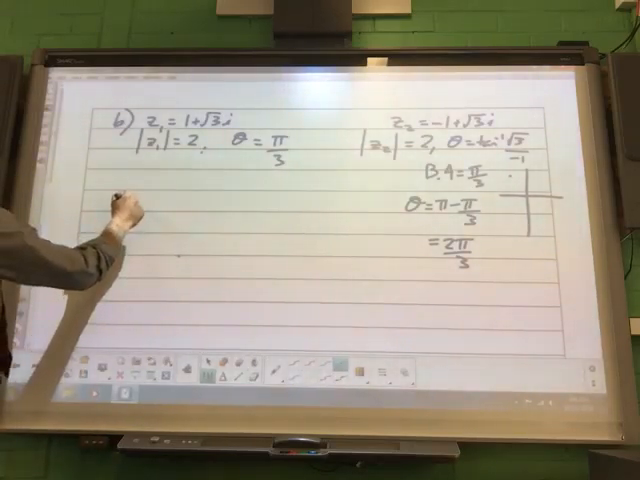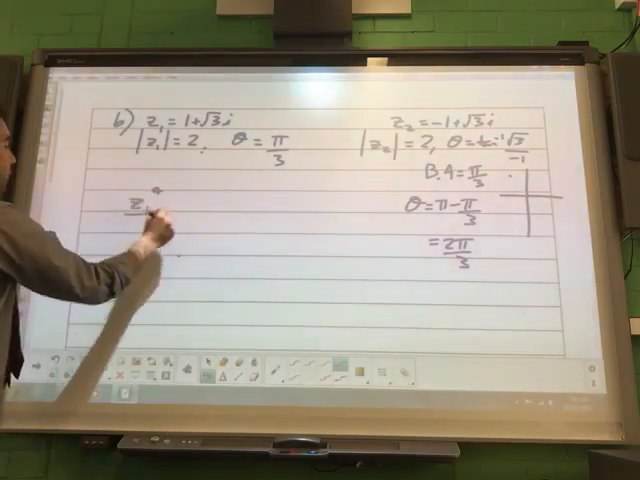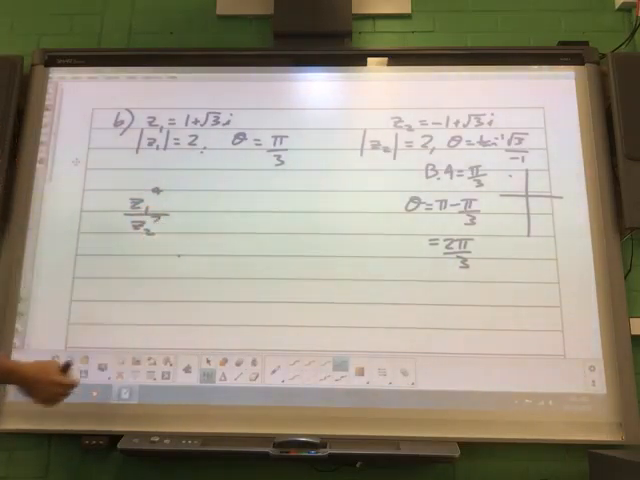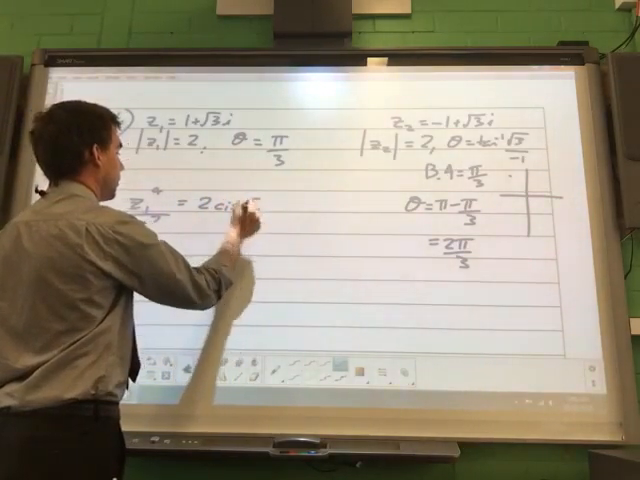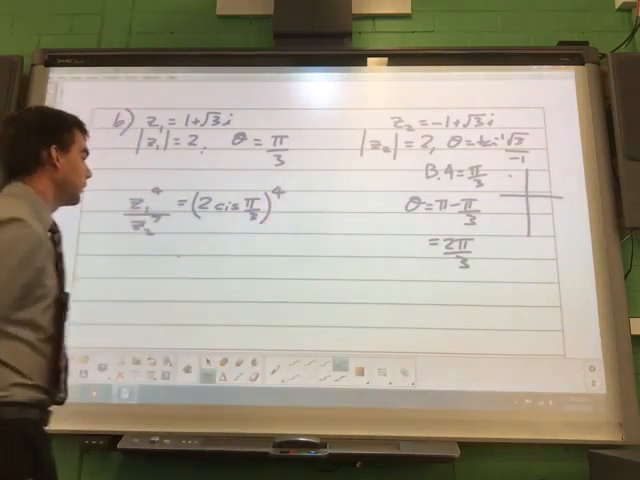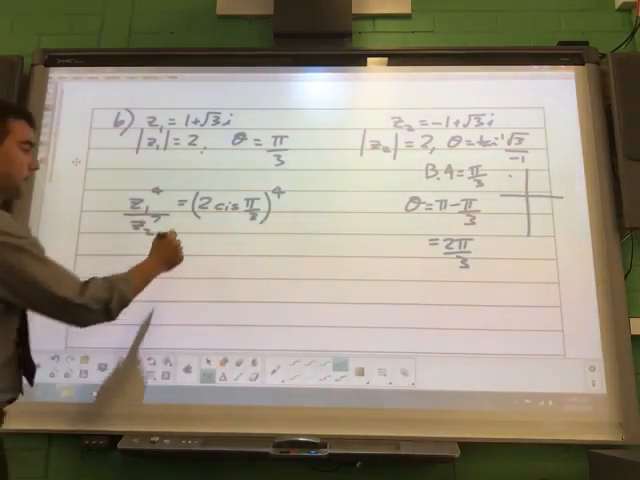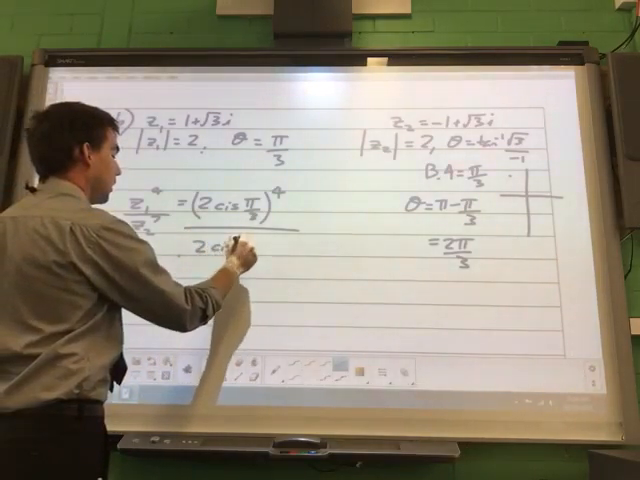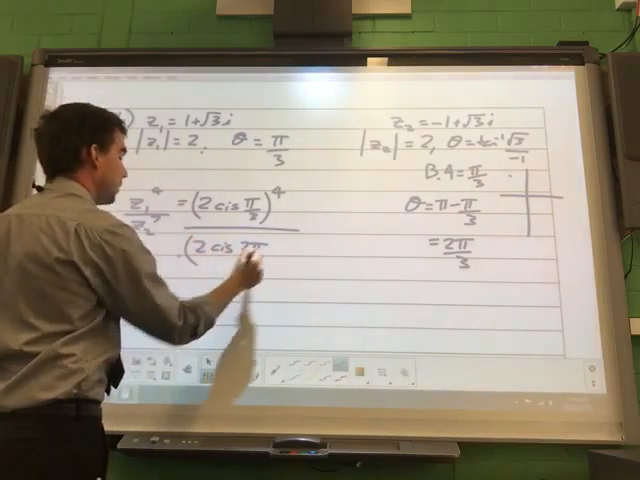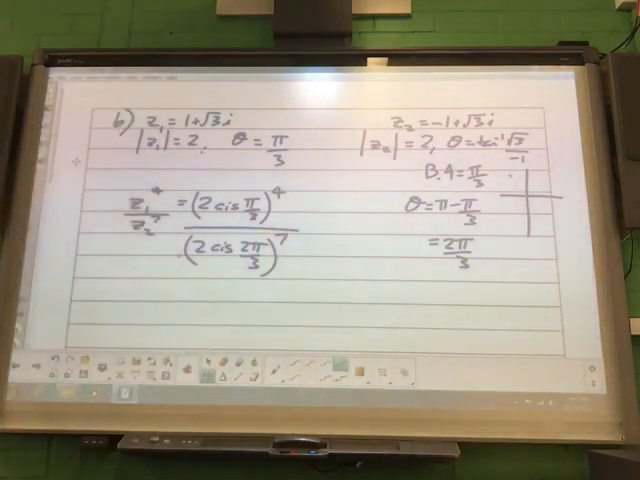Okay, so the question asked us to do Z1 to the power of 4 over Z2 to the power of 7. That was the question, so I'm setting up as a fraction. So it's going to be 2 cis of pi on 3, to the power of 4, over 2 cis of 2 pi on 3, to the power of 7.